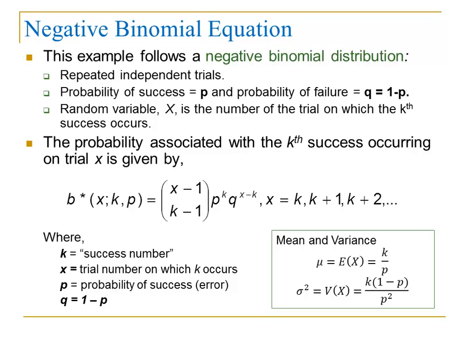The negative binomial. So this one is related to the binomial. Still have a probability that is fixed. The probability of failure is going to be the complement of that probability, which is 1 minus p. And the random variable that you're looking at is the number of trials on which k successes occur. So here you want to know how many trials you need to achieve these many successes. Okay? That's the negative binomial.